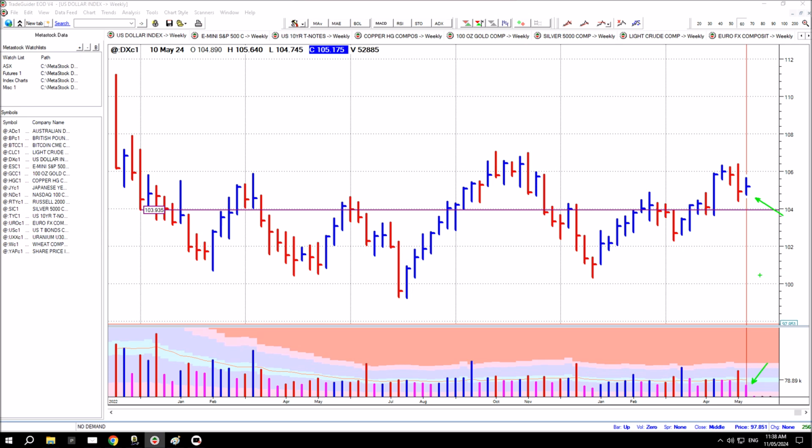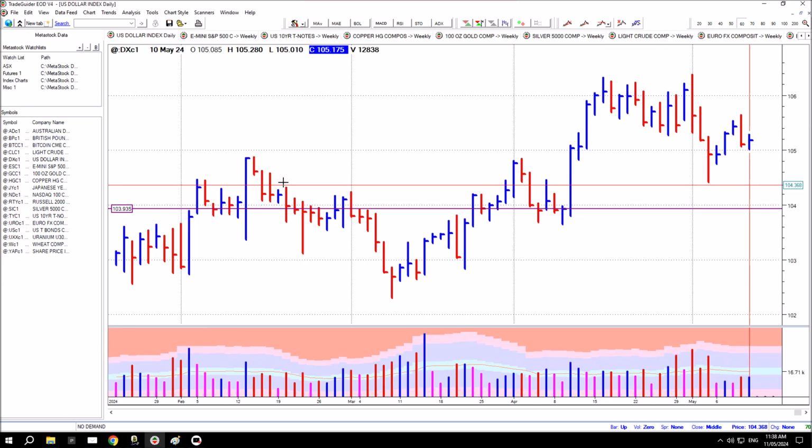When this happens, I'll often look inside that bar to the daily bars that make it up and see if you can see what the story is that's being told. So we'll do that now. Here's the daily chart. That was Friday week ago.